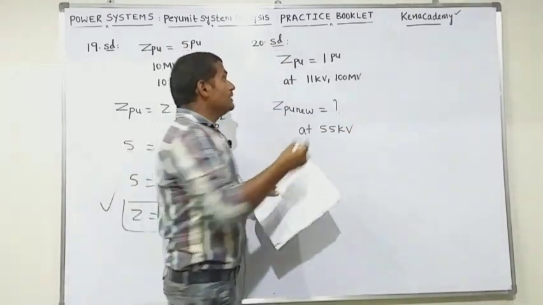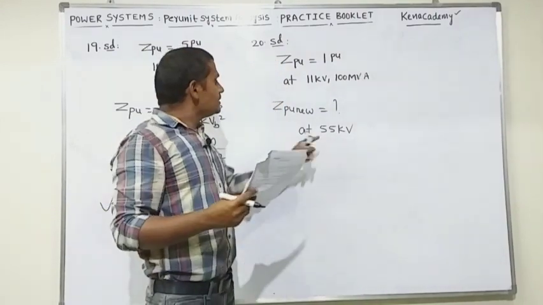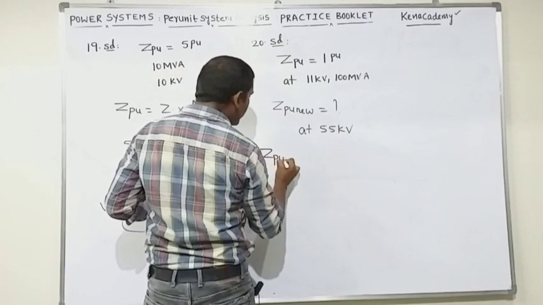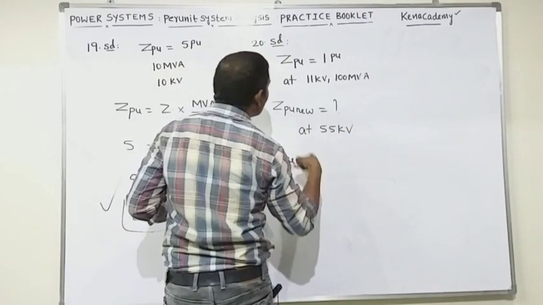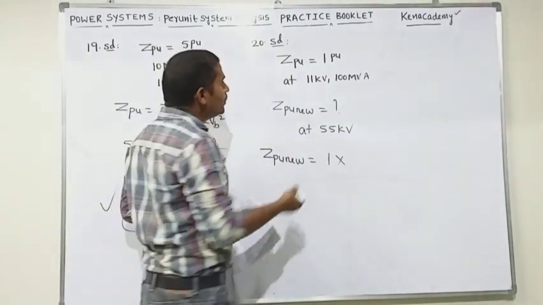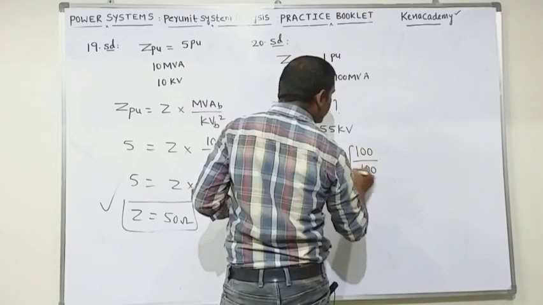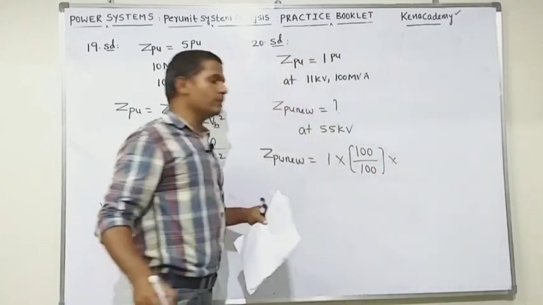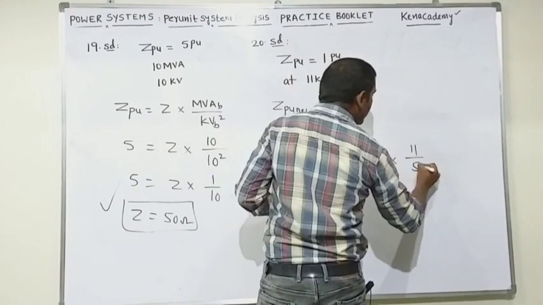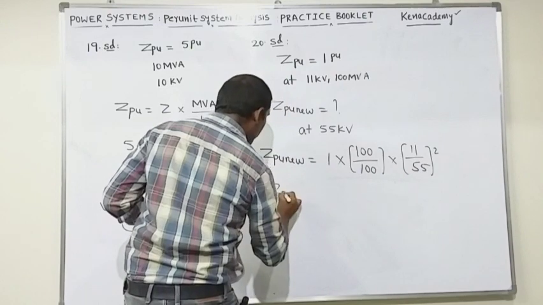But the MVA base is 100 and the apparent power base is not given, so you take the same as the old value. Z per unit new equals Z per unit old. Z per unit old is 1 per unit. MVA new is 100 only, MVA old is also 100. kV old is 11 kV, kV new is 55, whole squared. Then how much Z per unit new can we get?